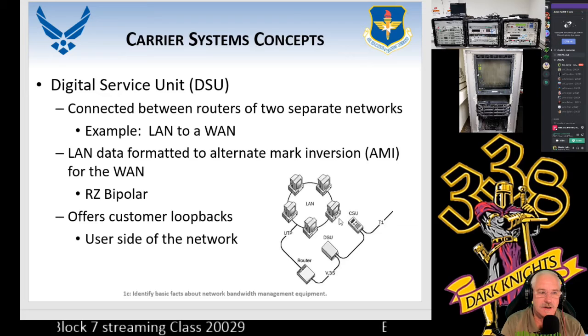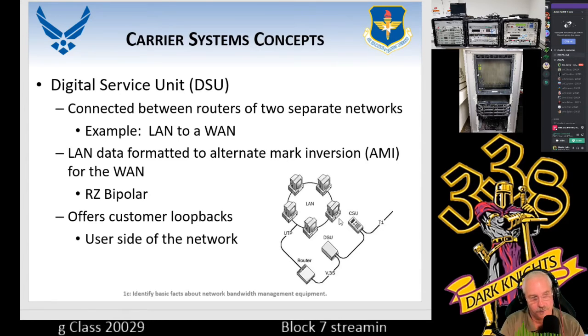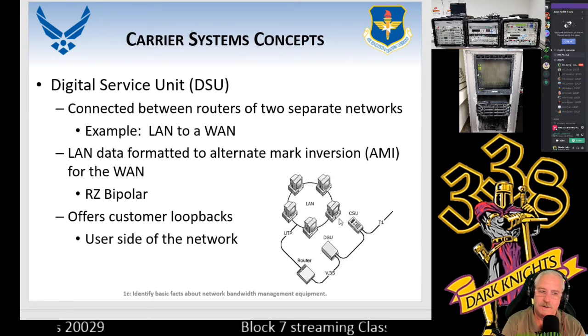Now, you'll notice it says AMI, alternate mark inversion. That's that RZ bipolar for you. And then the last side of the house, where it says offers customer loopbacks. In other words, it's the user side of the network.